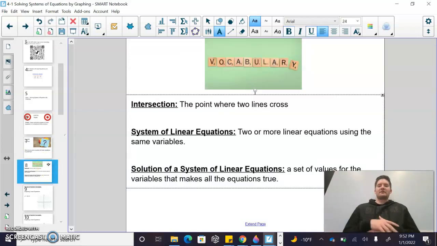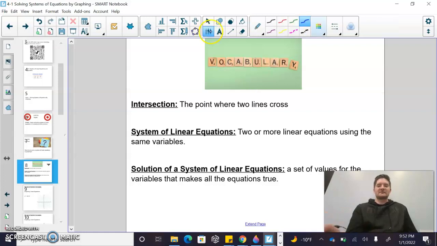Now, the important vocab in this topic is intersection. This is the point where two lines are going to cross. A system of linear equations is two or more linear equations using the same variables. So that's a system. And a solution of a system of linear equations is a set of values for the variables that make all the equations true.